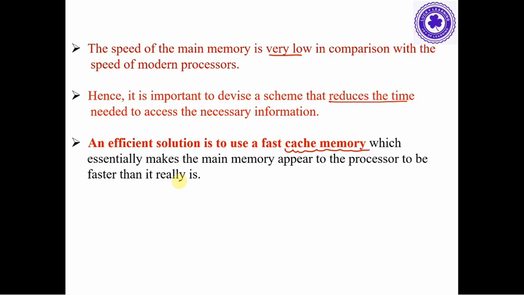So it means the program appears to the CPU to be very fast, but really it is not. It appears very fast to the CPU because between main memory and CPU we have added cache memory, so that it appears to the CPU that the program is available very quickly.